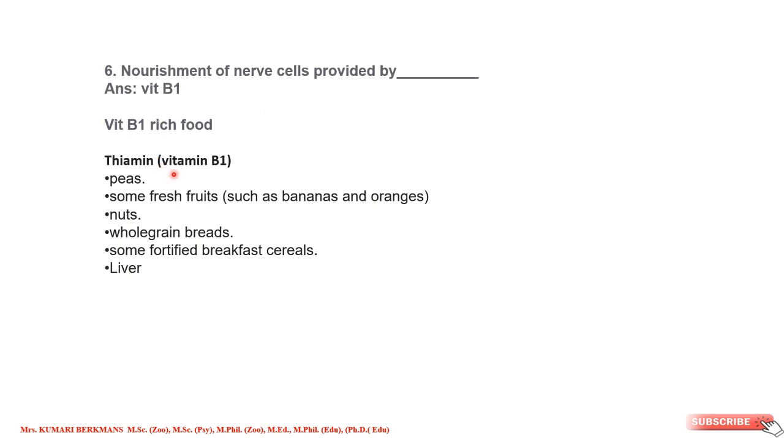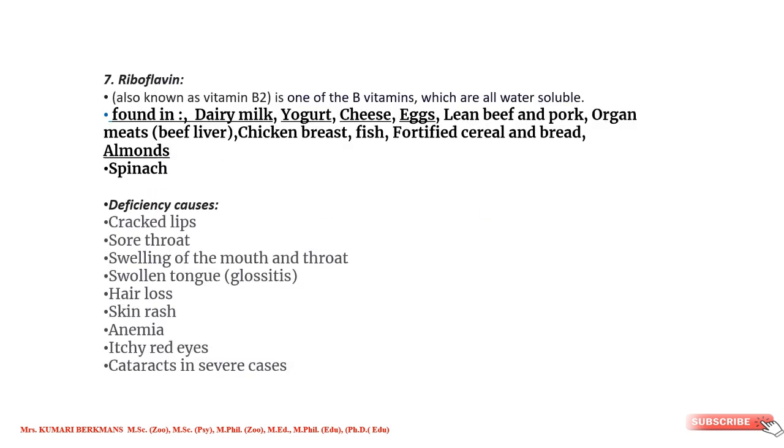The other name of vitamin B1 is thiamine. Okay, this is the chemical name, thiamine. Now the next one is riboflavin. This is also very, very important for our body. Okay, it is vitamin B2.